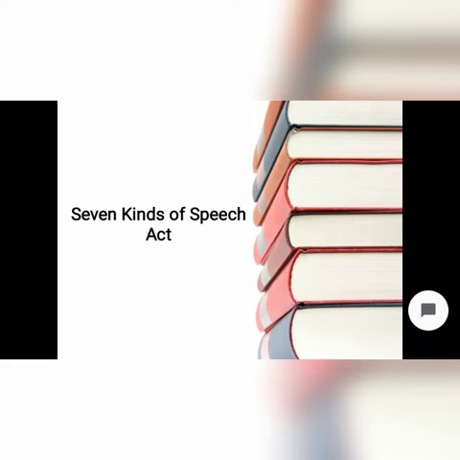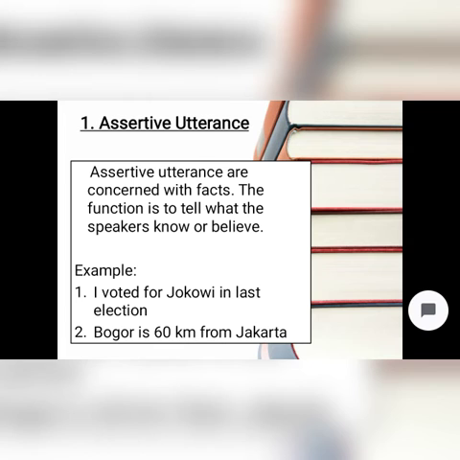Seven kinds of speech act. Okay, we will discuss it. First, assertive utterance. Assertive utterances are concerned with facts. The function is to tell what the speakers know or believe, or the purpose is to inform. So, for example, first, I vote for Jokowi in the last election. Second, Bogor is 60 kilometers from Jakarta.